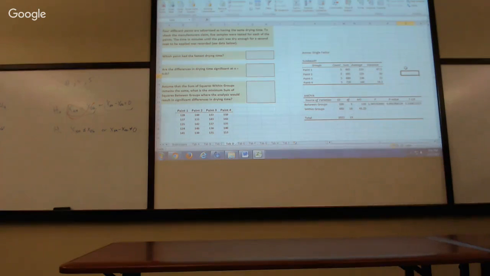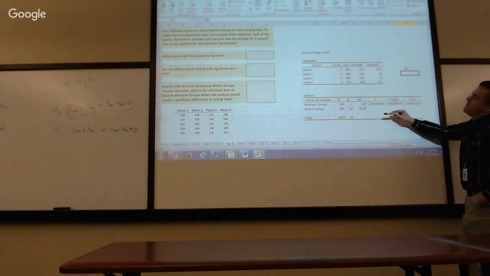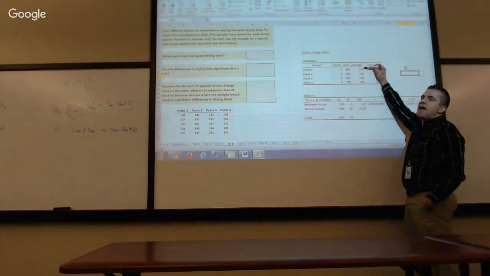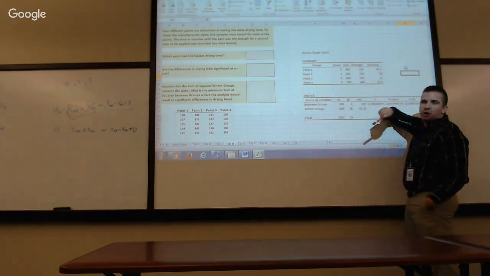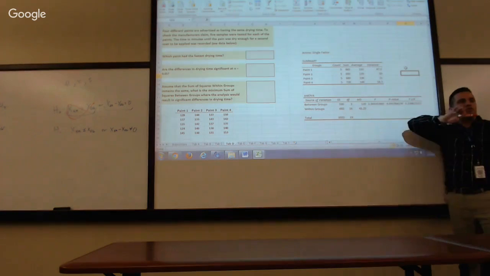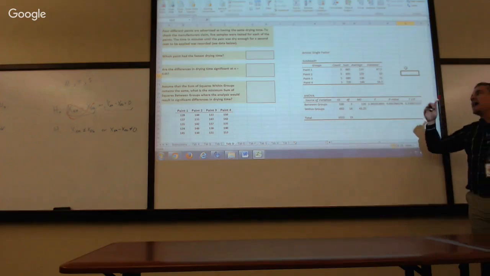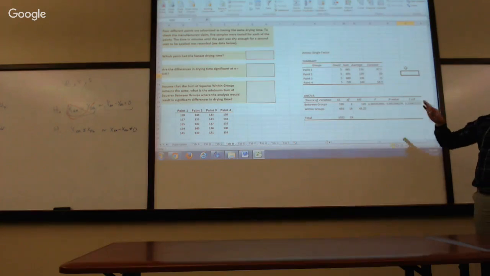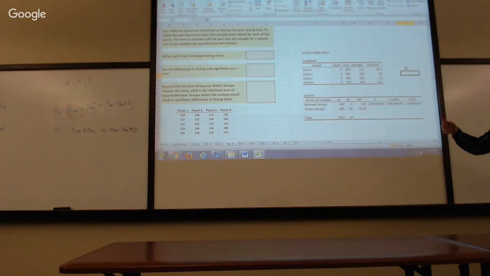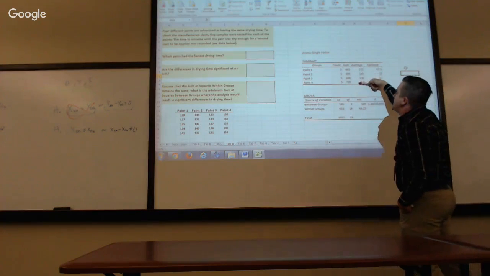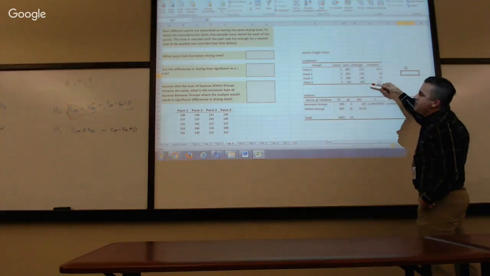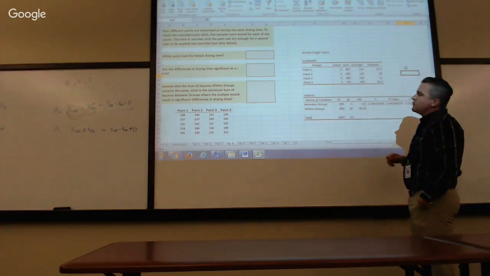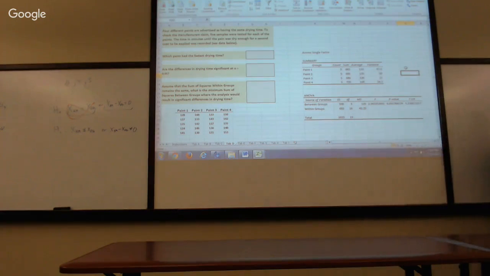So the first question says, which paint had the fastest drying time? The paint with the fastest drying time is the paint with the lowest average drying time, paint number 1. So if we looked strictly at averages, we would say that paint 1 had the fastest drying time. But it's probably not a good idea to take a sample of 5 and make a declarative statement. So we run this test to see, given the variance of these drying times, whether these groups are statistically the same or different.